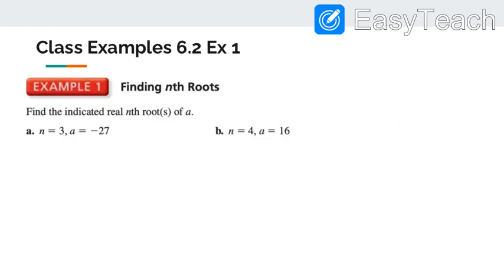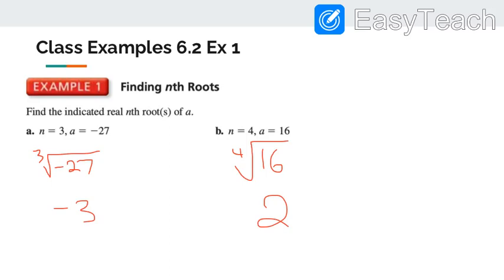So looking at roots, when we talk about this, what we mean is we take that a value, we put that in the bottom of our root. So we have the 3rd root of -27, and this one over here we'd have the 4th root of 16. Now again, you're going to have Desmos, and you can make use of Desmos, so when you pop these into Desmos, you'll quickly find that this one becomes -3, and this one becomes 2.